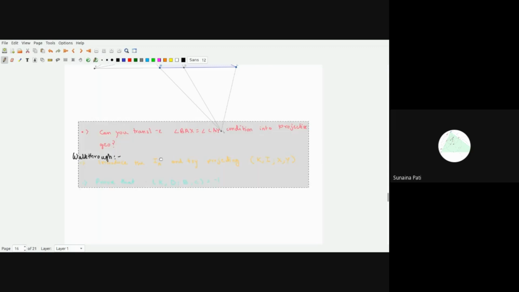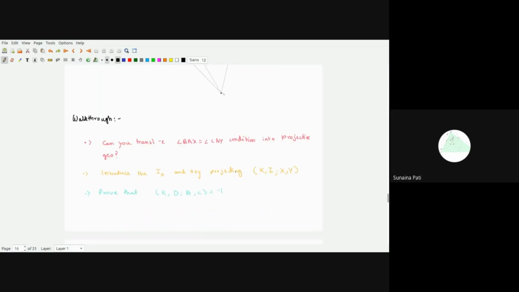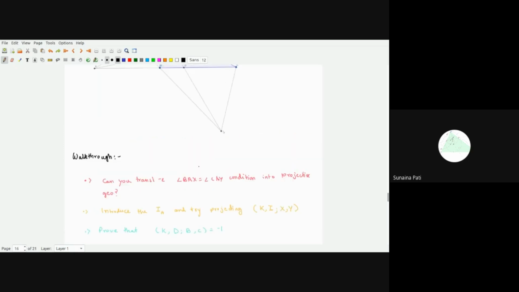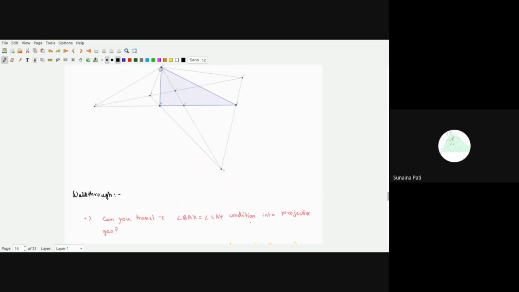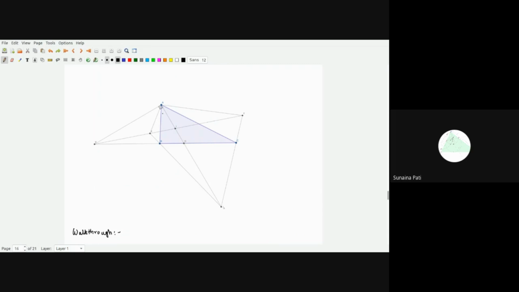Let me just give the walkthrough. So basically, what Siddharth, Anurag, and Ravi did, we translated BAX and CAY to the projective condition. Remember the angle bisectors perpendicular lemma? You want to show BAX equals CAY, but you already have BAI equal to CAI.